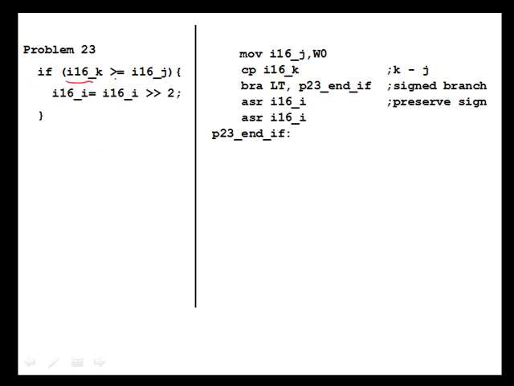What if these were unsigned variables instead of signed variables? How would this code change? So if these were U's here instead of I's, what do we need to change in this code? The only thing we need to change in this code would be to replace the signed branch with the unsigned branch. So this would be LTU, and we would replace this arithmetic shift right with a logical shift right. That's all we'd have to do if these were unsigned variables instead of signed variables.